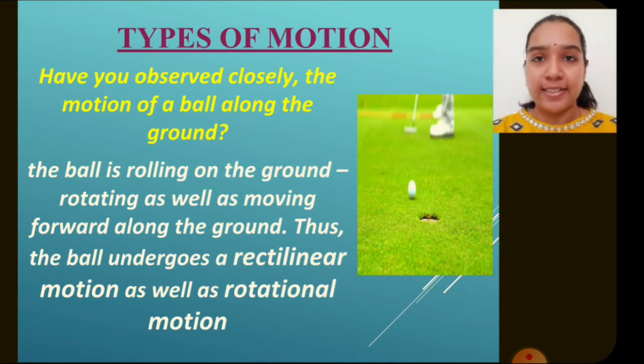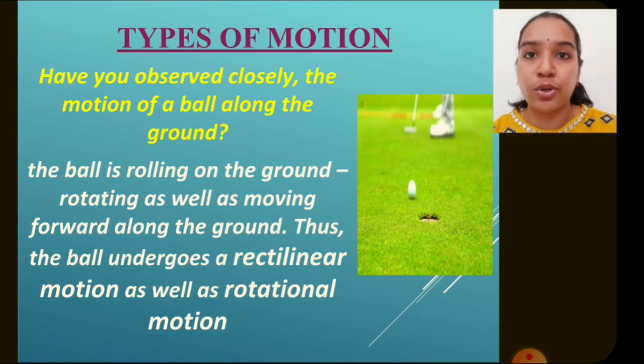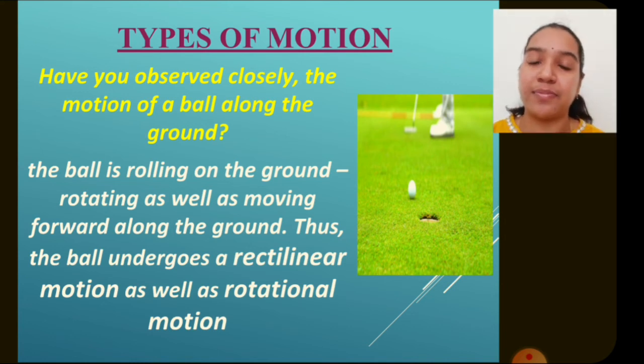Let us see another example where, if you have observed a ball moving on the ground, it shows two motions at a time. The first one, the ball rolls down on the ground, showing a rotational motion, but also it rolls on a straight path, showing a rectilinear motion. So the ball which is rolling on a ground shows the rotational motion and also the rectilinear motion.